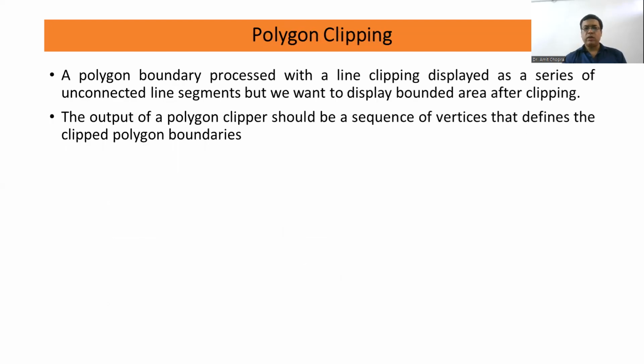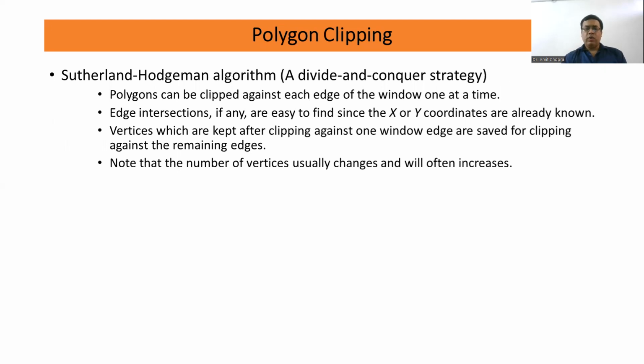Now we are going to start polygon clipping. A polygon boundary processed with a line clipper displays as a series of unconnected line segments, but we want to display the bounded area after clipping. The output of a polygon clipper should be a sequence of vertices that defines the clipped polygon boundaries. Now we are going to discuss the Sutherland-Hodgman algorithm, also known as a divide and conquer strategy.